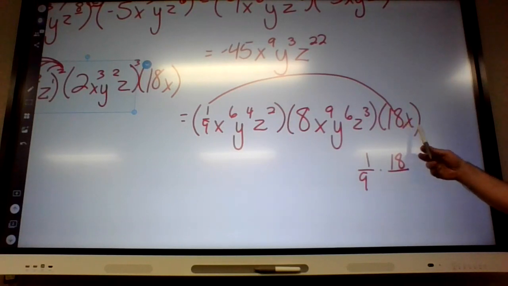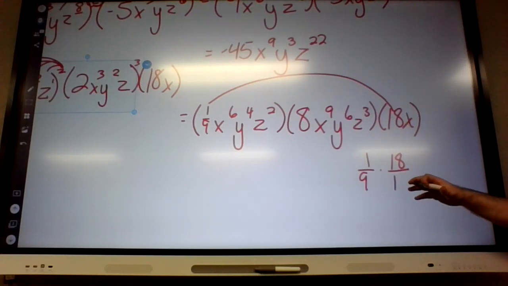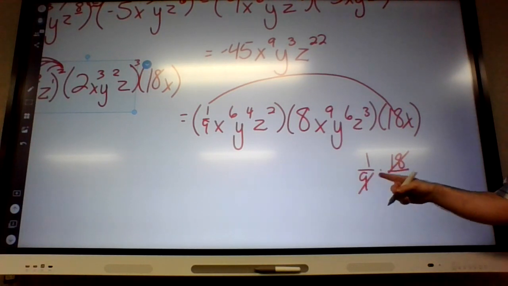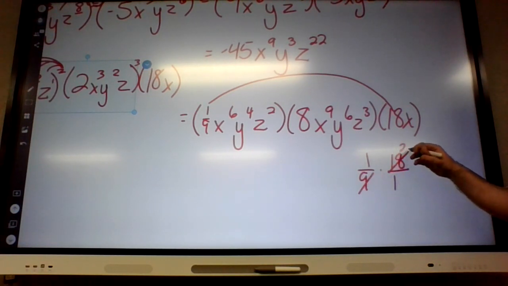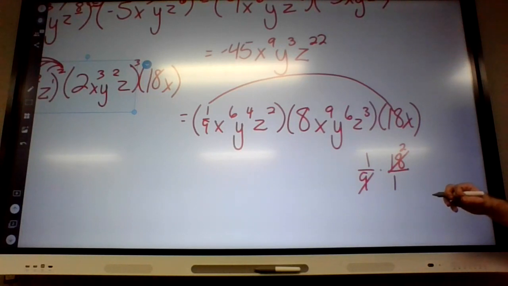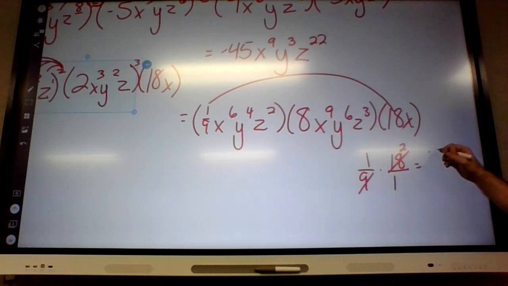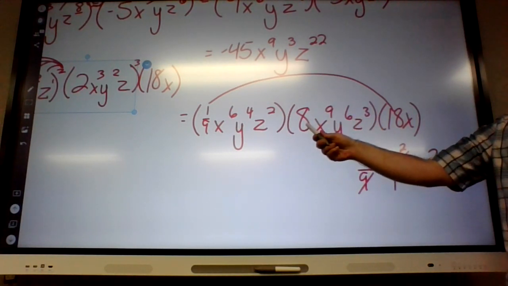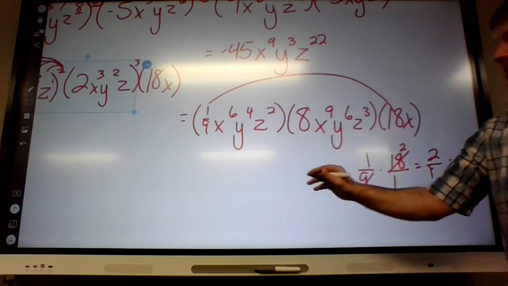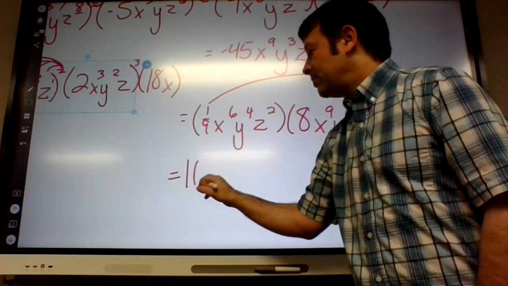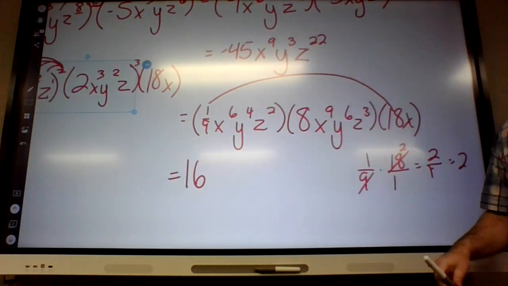Okay, 1/9 times 18. How did he know it was 2? Remember, 1/9 times 18 is 2. Times this 8, 2 times 8 is 16. So all those numbers multiply to 16.